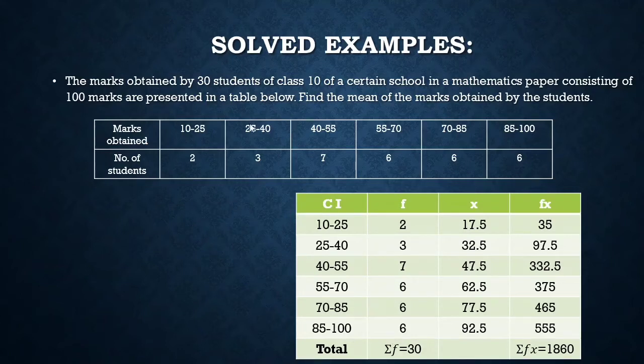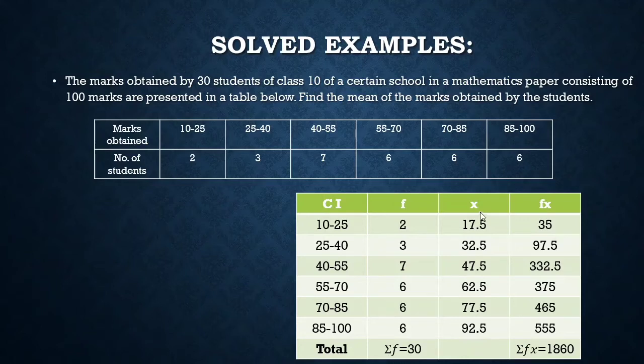So what we have done with this horizontal table, we have written it in a vertical fashion, and in the last column we have written total to get our summation of f and summation of fx. Now to get summation of f, we will add all these frequencies. So 2 plus 3 is 5, 5 plus 7 is 12, 12 plus 6 is 18, 18 plus 6 is 24, 24 plus 6 is 30. So summation of f, the addition of all the frequencies, will give us 30. That is one of the values.